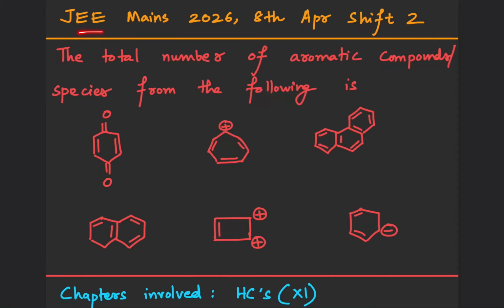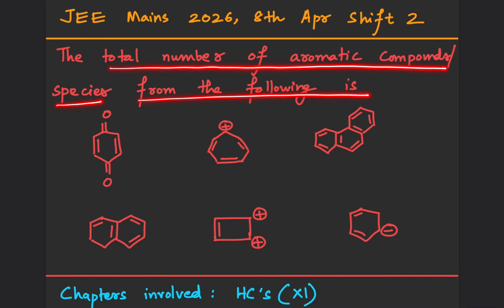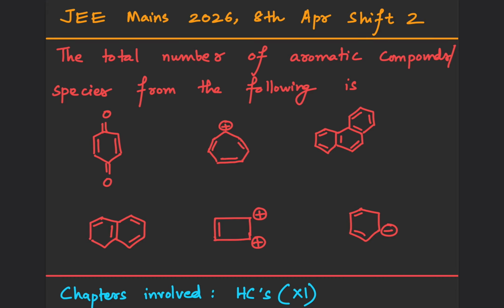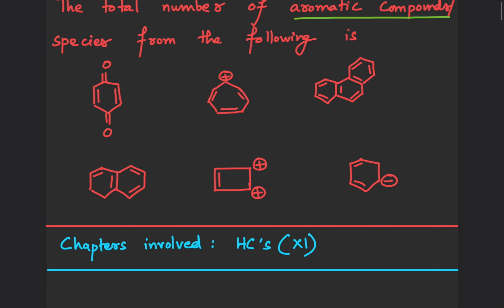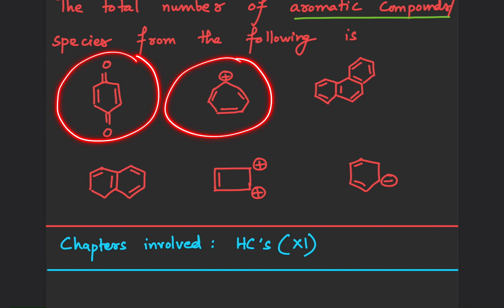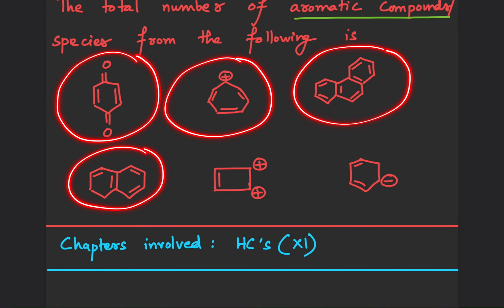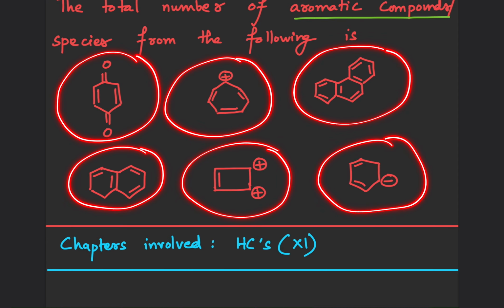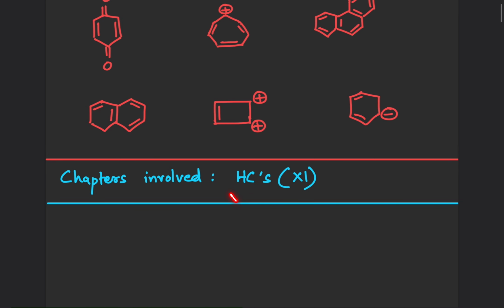Hello everyone. So this is a question from JEE Mains 2026, 8th April Shift 2. The total number of aromatic compounds or species from the following is. Okay. So they are asking us the total number of aromatic compounds, and these are some of the compounds which are given to us, and we have to check whether they are aromatic or not. The chapter involved is hydrocarbons.